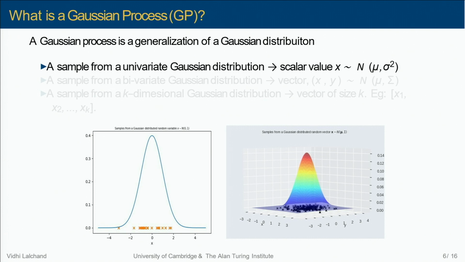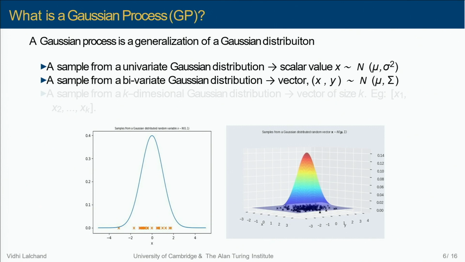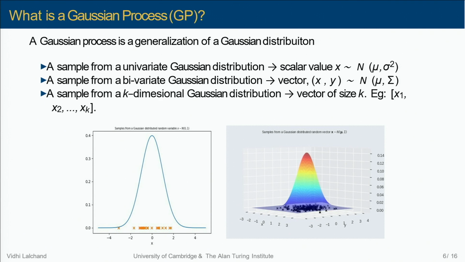So a Gaussian process is a generalization of a Gaussian distribution. The way I like to think about a Gaussian process is in terms of sampling. When you sample a Gaussian distribution, which is one-dimensional, you get a scalar value, a value x. You can also have high-dimensional Gaussian distributions. When you sample from a bivariate Gaussian distribution, you get a vector of 2 values. Similarly, when you sample from a k-dimensional Gaussian distribution, you get a vector of k values. So far, so good.